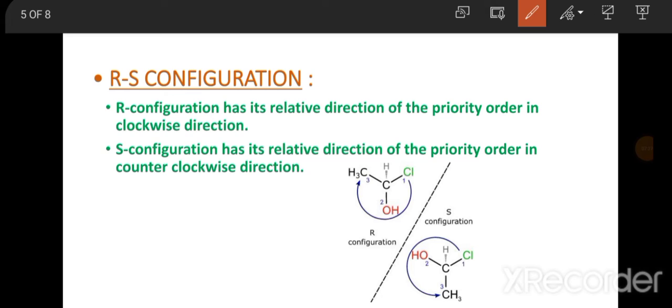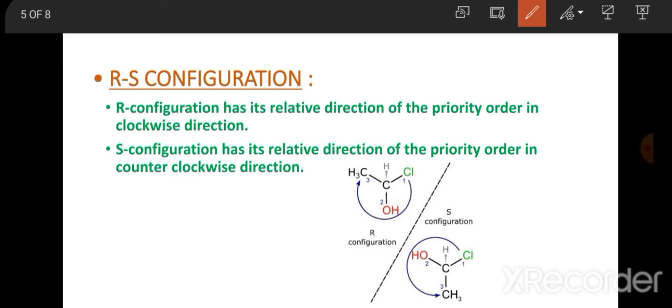RS configuration seems like DL configuration, but there is a difference. Why is it different from DL configuration? Because in DL configuration you say which side the OH group is present, and here R configuration has its relative direction of the priority order in the clockwise direction. That means here you have to count the atomic number.